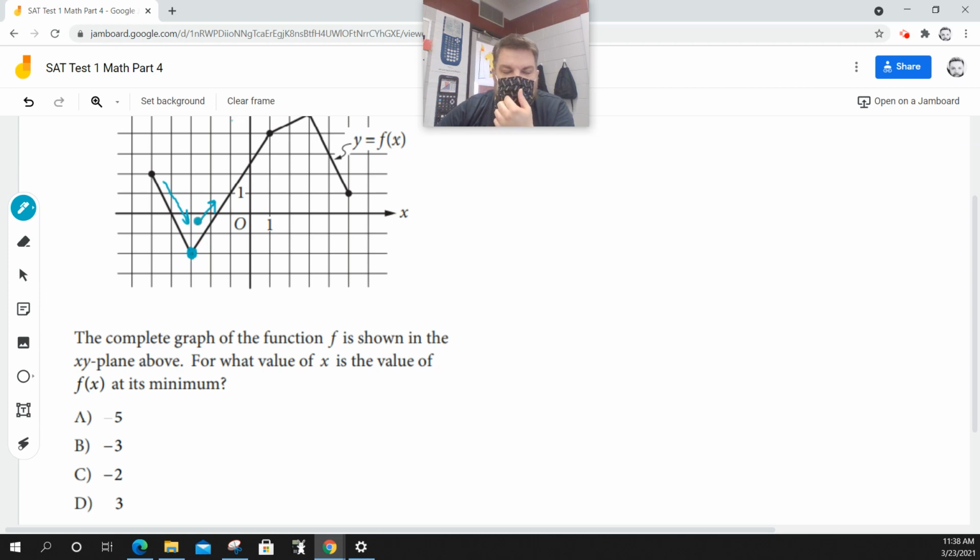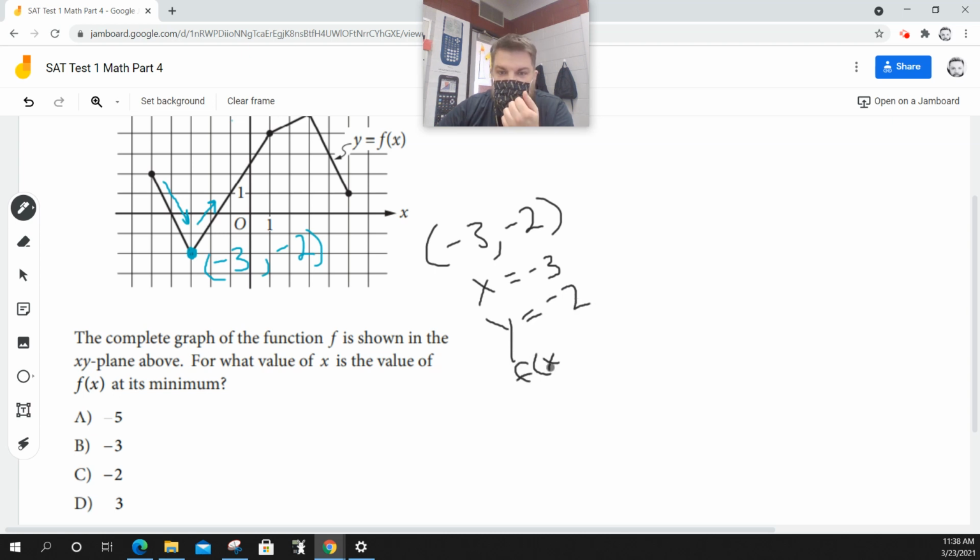Well, that looks like the point -3, comma, what is that going down? -2. So the point occurs at -3, comma, -2, where x equals -3 and y equals -2. But really, truthfully, y is the same as f of x. So we would, in a high school math class, say f of x equals -2.